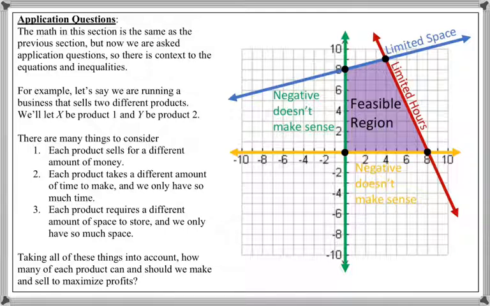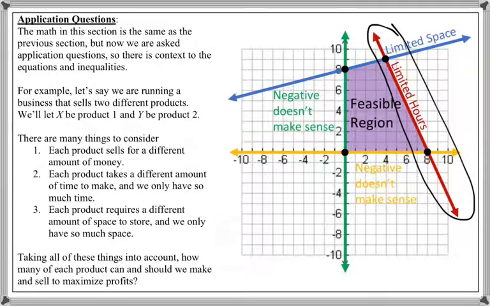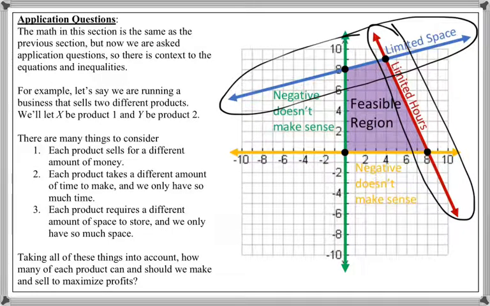So there are many things to consider. Each product sells for a different amount of money. Each product takes a different amount of time to make, and we only have so much time. Each product requires a different amount of space to store, and we only have so much space. So, taking all of these things into account, how many of each product can and should we make and sell to maximize profits?